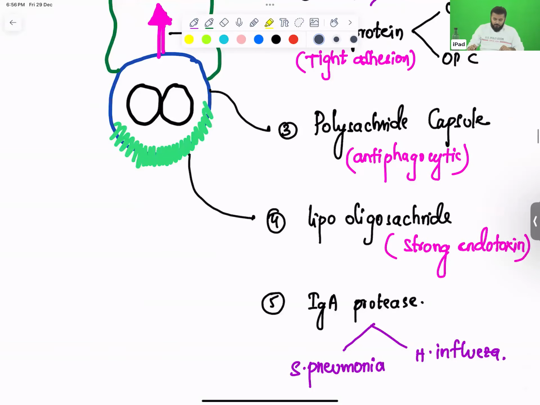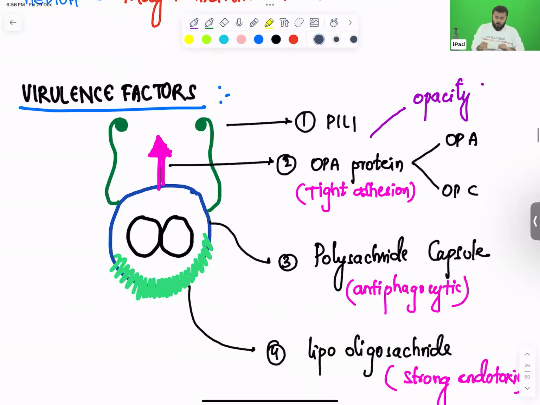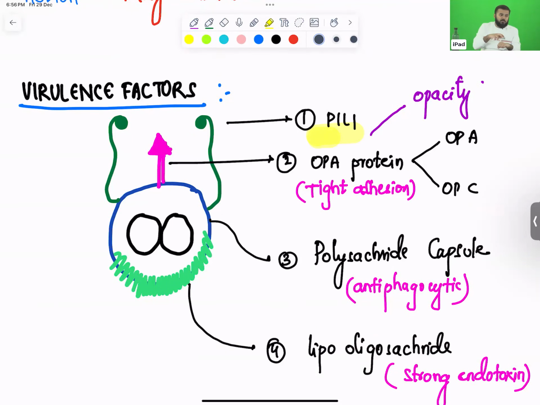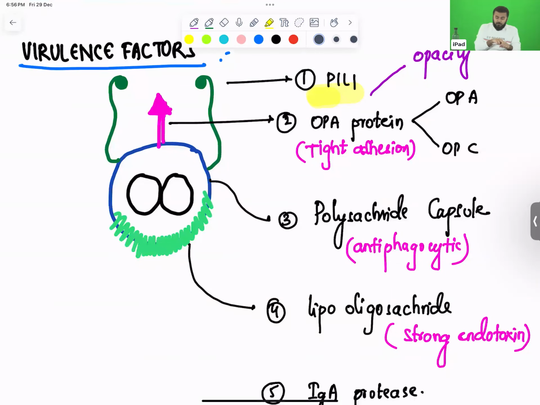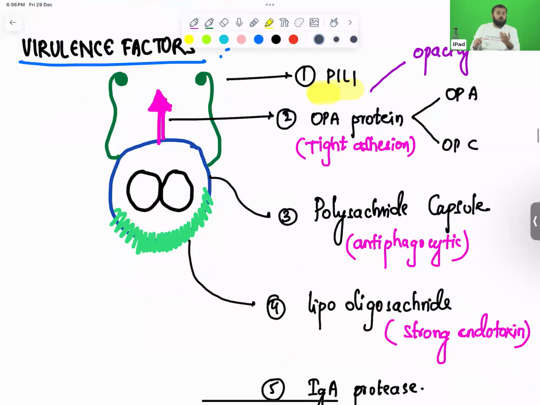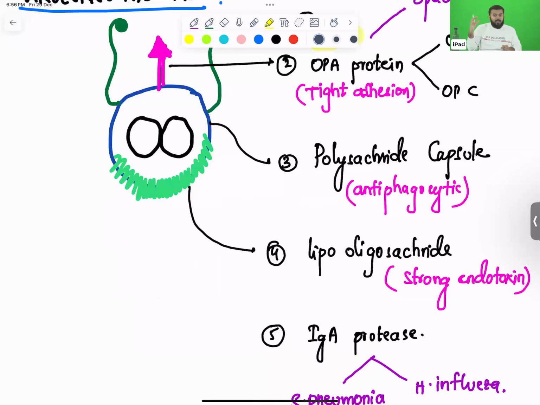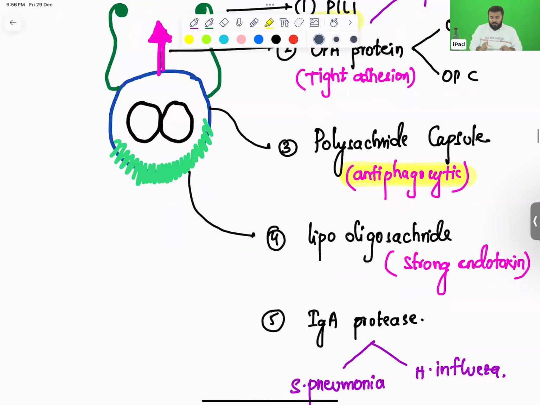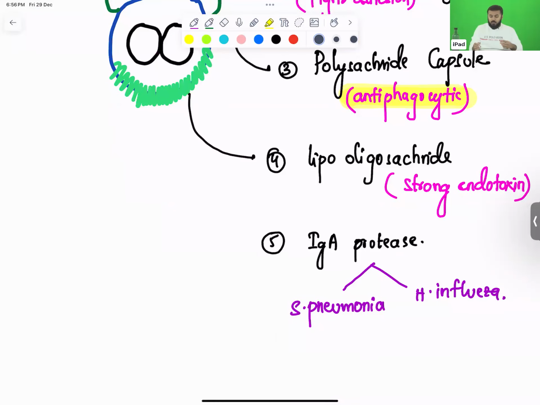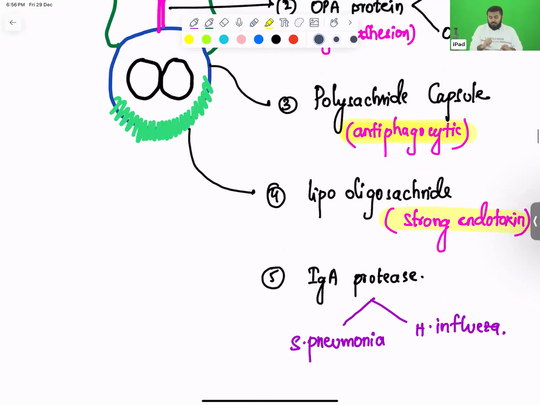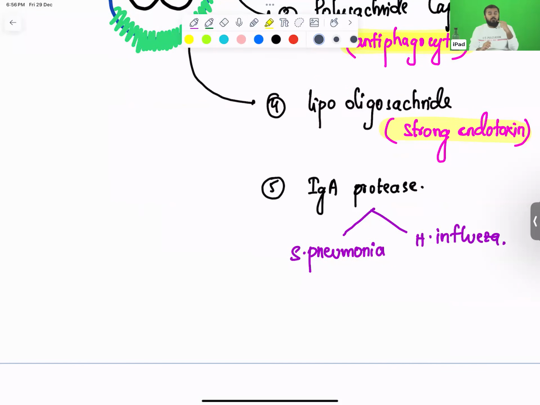Virulence factors. If this bacteria is entering your body, pili are responsible for attachment. It has to attach to your host cells. This is called loose attachment. OPA proteins are responsible for tight attachment. Polysaccharide capsule, I told you already, is antiphagocytic. No phagocyte will come and engulf this bacteria. Lipooligosaccharide starts releasing a stronger endotoxin. Lipopolysaccharide is endotoxin, lipooligosaccharide is a strong endotoxin. And it will release an enzyme called IgA protease, because IgA molecules in your mouth kill the bacteria, so IgA protease will destroy those IgA molecules.